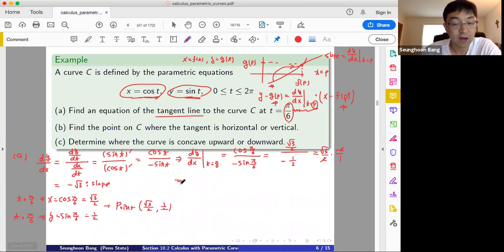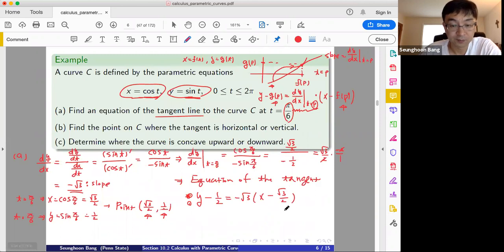The next, find the equation of the tangent line. The equation of the tangent line is y minus the y component of the point equals the slope, negative root 3, times x minus the x component, root 3 over 2.